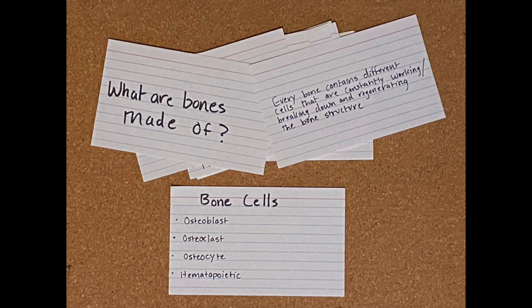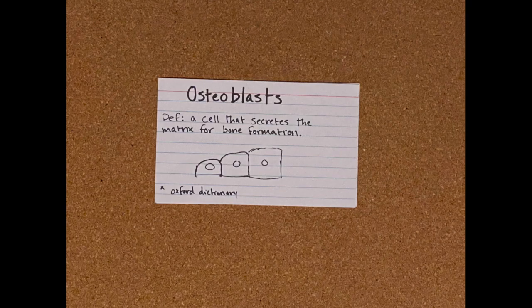Osteoblasts are known as a cell that secretes the matrix for bone formation. In addition, they are located on the surface of the bone and make a protein mixture known as osteoid. Osteoid eventually mineralizes to become bone.